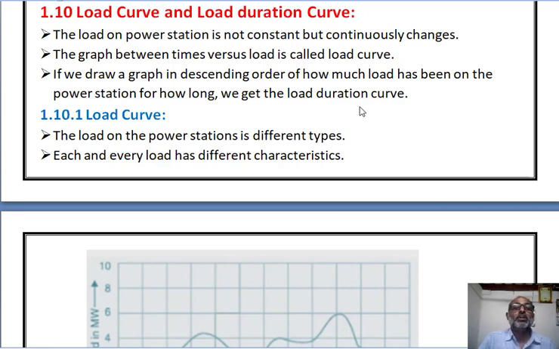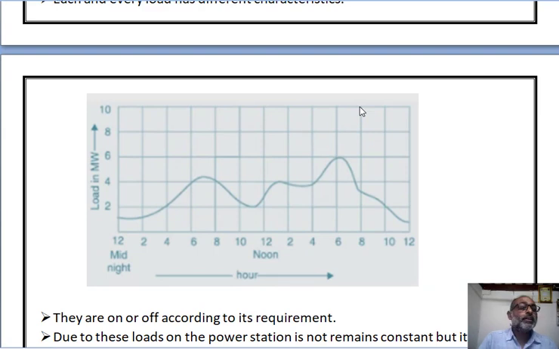First, load curve. The loads on the power station are of different types, and each and every load connected to the power station has different characteristics, and they are on or off according to their requirement. Due to these loads, the load on the power station does not remain constant, but continuously changes. The graphical relationship between chronological time and the load on the power station is called the load curve. What is the load curve? It is nothing but a graphical relationship between chronological time and the load present on the power station.